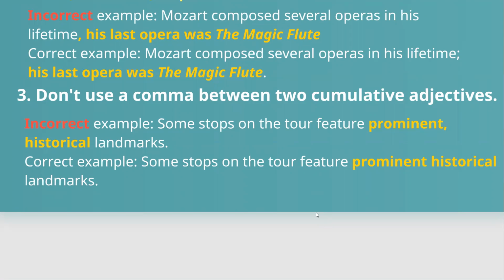closer to that noun. Now, with cumulative adjectives, they do not hold an equal amount of weight in modifying that noun. They are both essential there. So keep that in mind. But another way to test to see if these are cumulative adjectives is to switch the adjectives, flip-flop them in your sentence. So in this case, if we did that, it would read, some stops on the tour feature historical prominent landmarks. And so in this case, historical prominent would sound a bit off. So if you flip-flop them and they sound off, that's your sign that these are cumulative adjectives. You do not need a comma here.